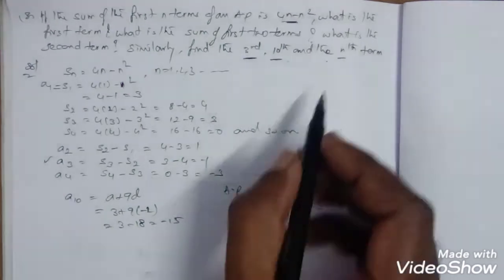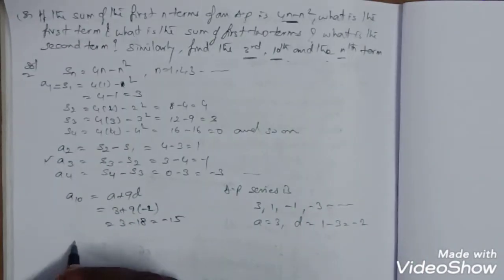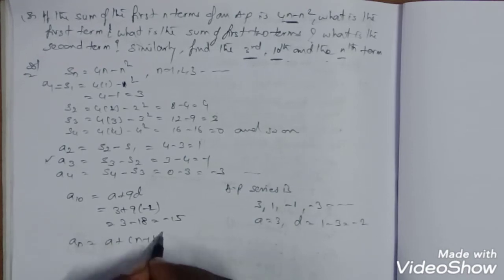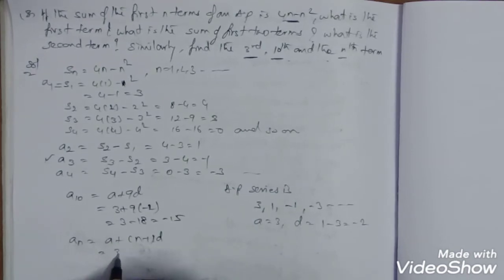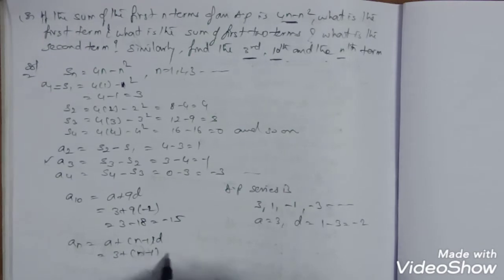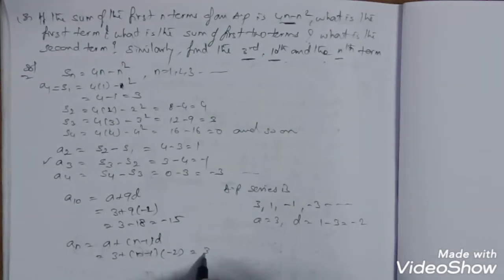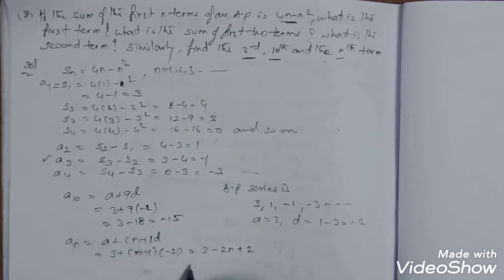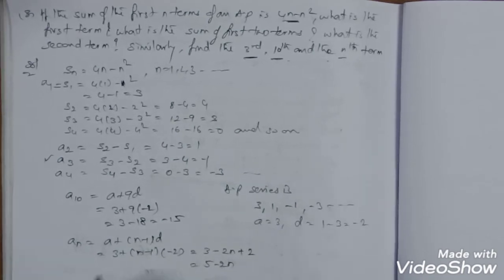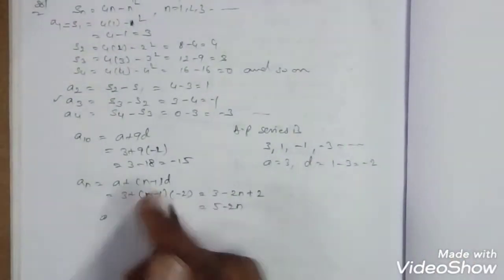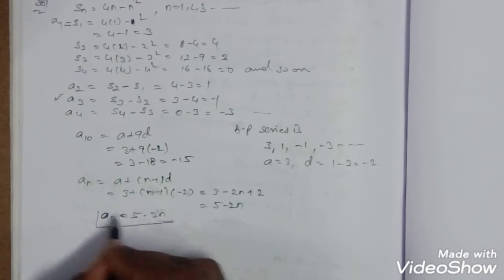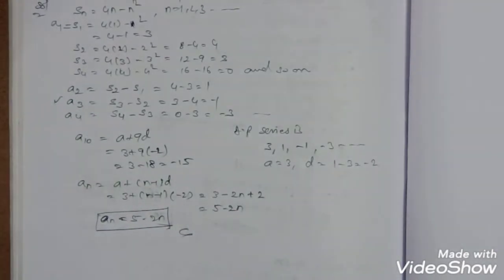Next you have to find the nth term. So An is equal to A plus n minus 1 into D. In the place of A, substitute 3 plus n minus 1 into minus 2. So you will get 3 minus 2n plus 2. Now 3 plus 2 is 5 minus 2n. So An is 5 minus 2n.